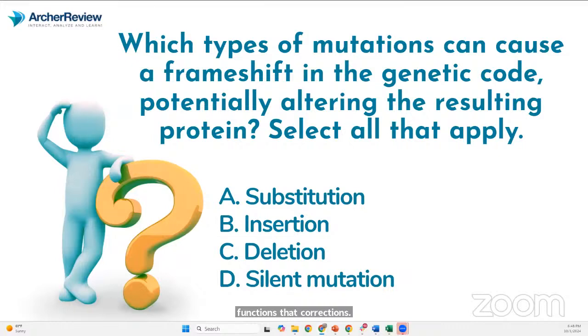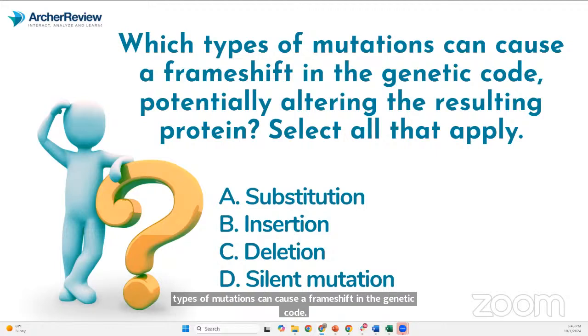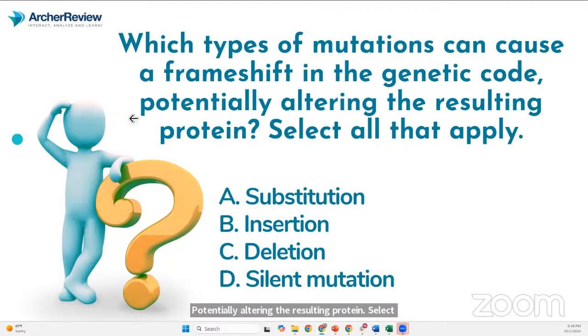This one is focused on mutations. It asks us, which types of mutations can cause a frame shift in the genetic code, potentially altering the resulting protein? Select all that apply. You have 45 seconds.